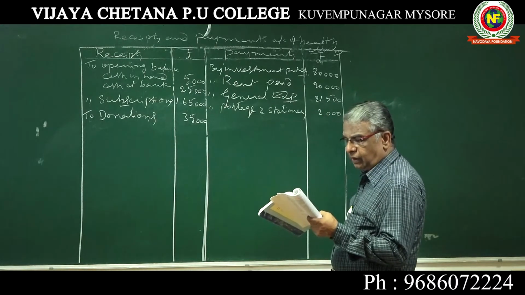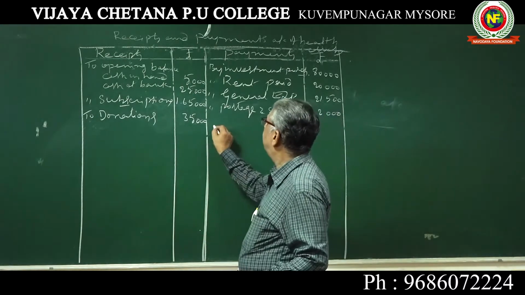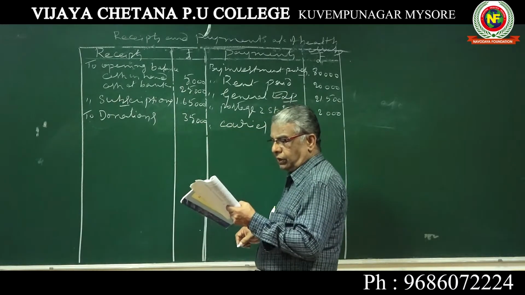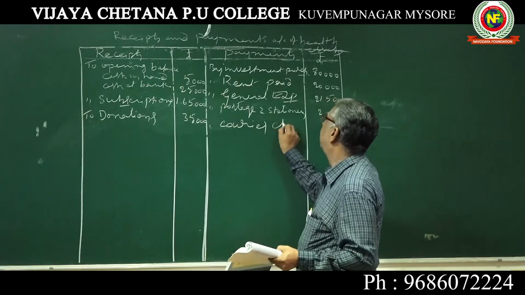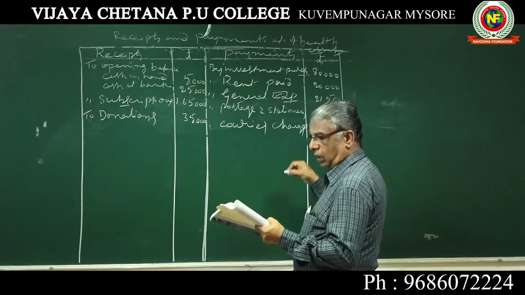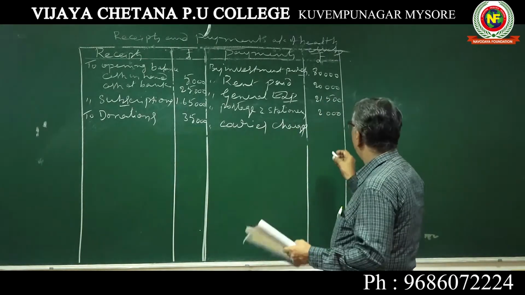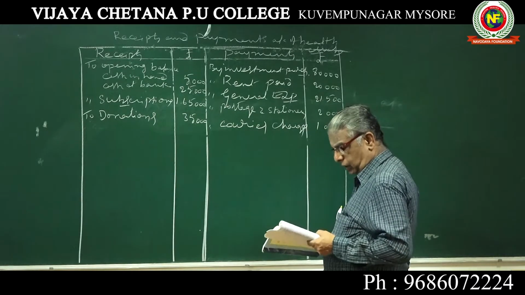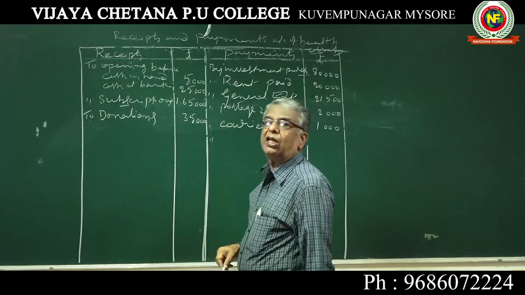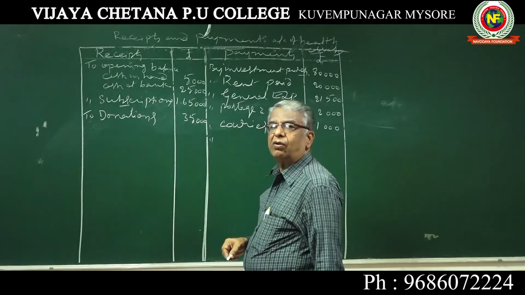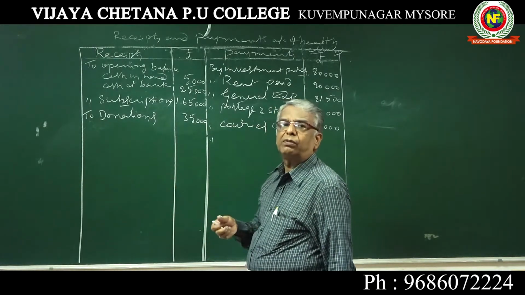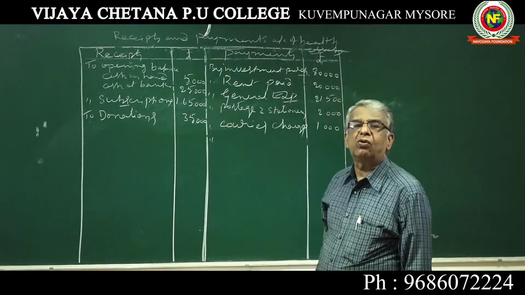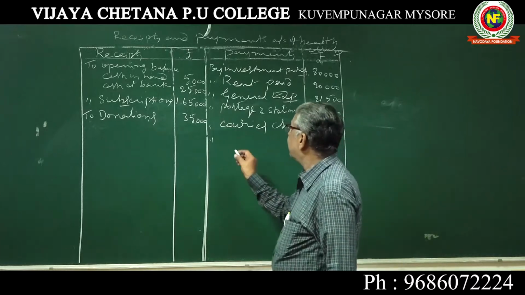And then courier charges, the amount is 1000. It is also an expenditure. And then sundry expenses. Sundry means miscellaneous expenditure, for example small items purchased. So for that we call it sundry expenses, also called miscellaneous expenditure.